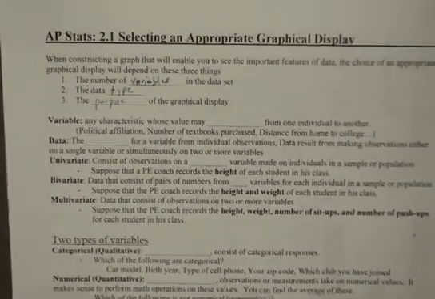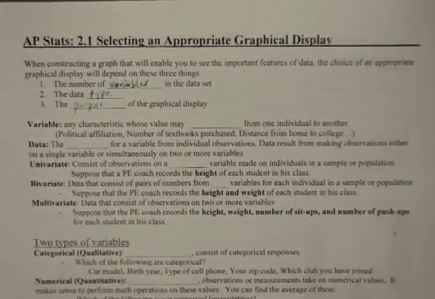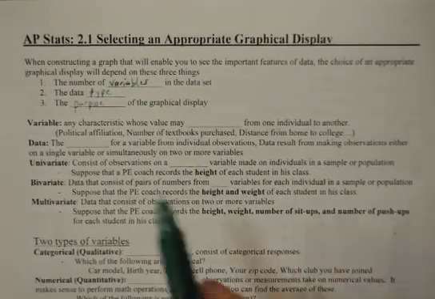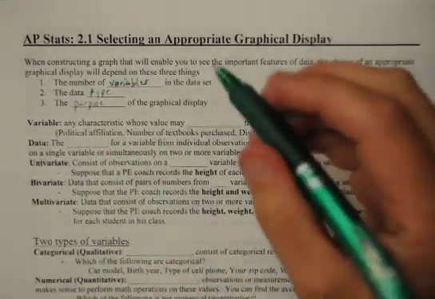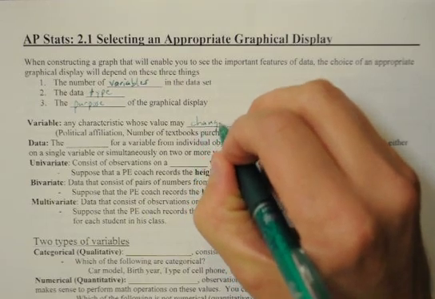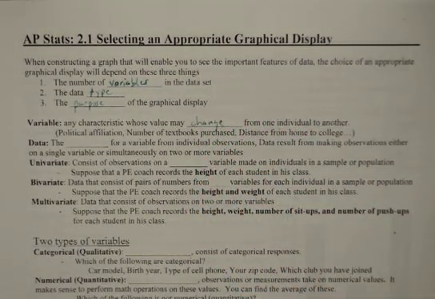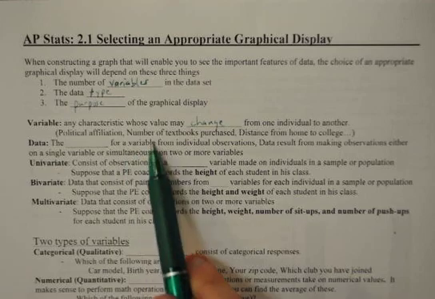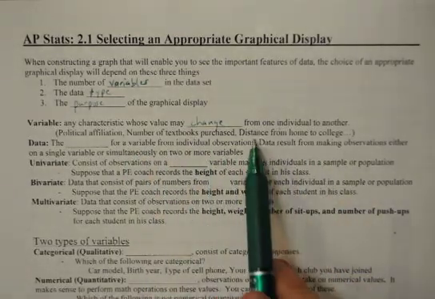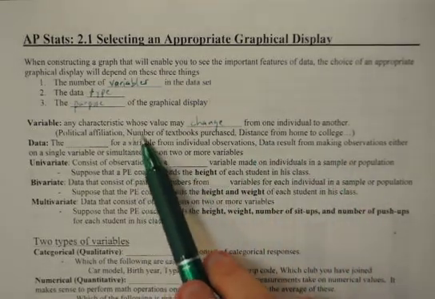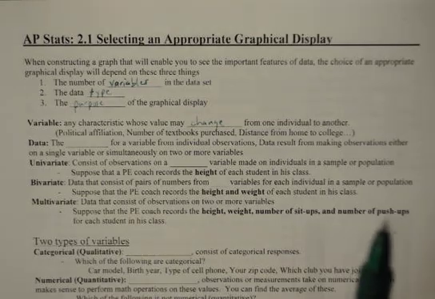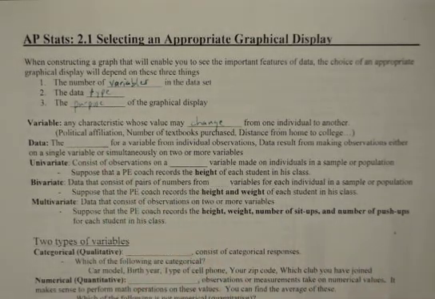Alright, so with that said, let's talk about what a variable is. It's anything that changes or could change, any characteristic whose value may change from one individual to another. For example, political affiliation, number of textbooks purchased, distance from home to college. These are things that are different from one person to another person. Number of textbooks purchased is different from one school to the next school. Political affiliation and so forth.